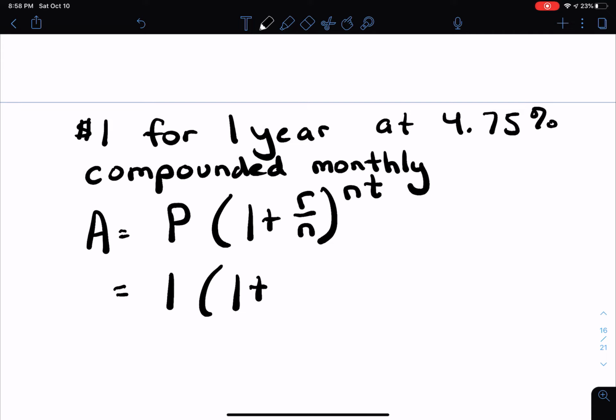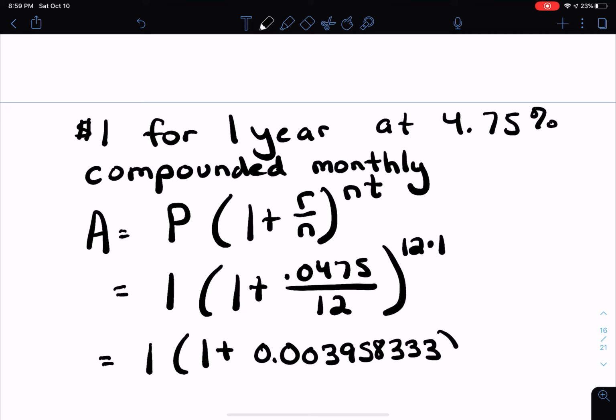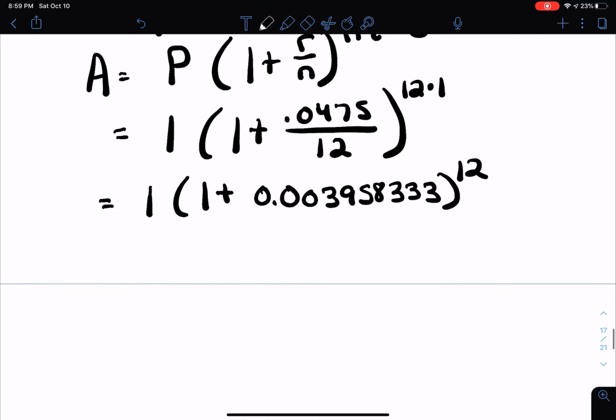But anyhow, we're just investing $1. The rate is 4.75%, but we're going to put in 0.0475 because we got to put it in its decimal format. Compounded monthly means N is 12, and we're only doing it for 1 year, so T is 1. So I have 1 plus whatever 0.0475 divided by 12 is. I get 0.003958333, and that whole thing is going to be raised to the 12th power.